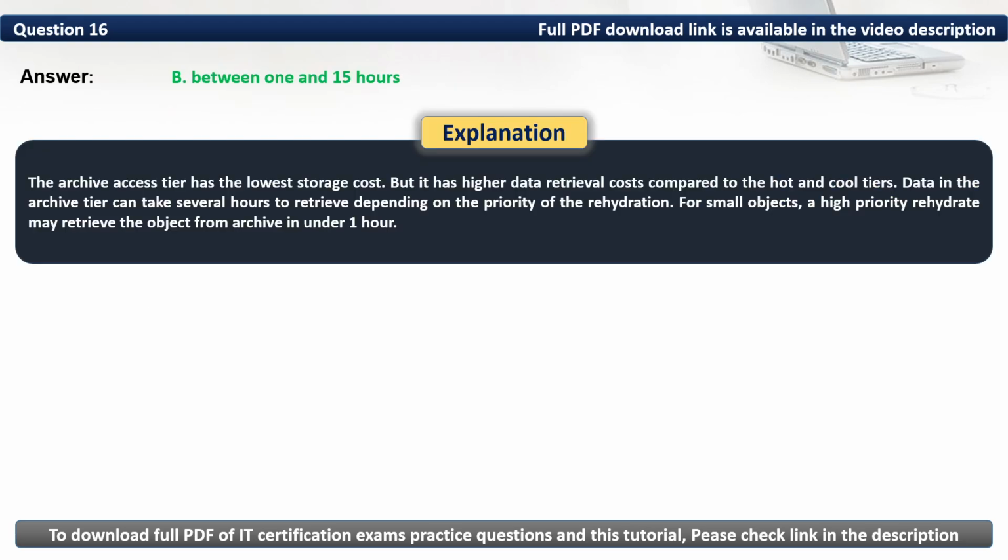The archive access tier has the lowest storage costs, but it has higher data retrieval costs compared to the hot and cool tiers. Data in the archive tier can take several hours to retrieve, depending on the priority of the rehydration. For small objects, a high priority rehydrate may retrieve the object from archive in under 1 hour.